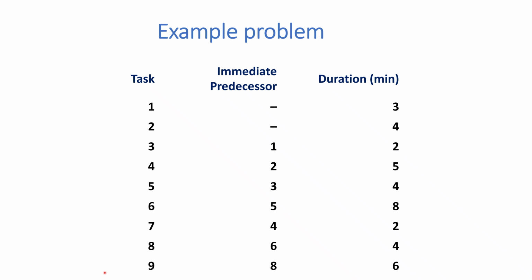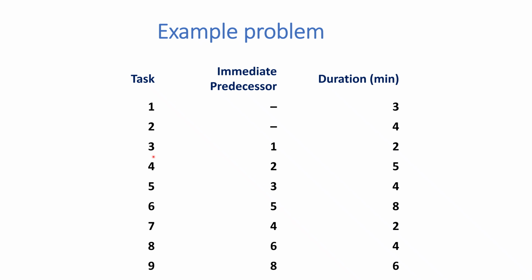Now we will see an example problem for the line balancing heuristic method. So this is the example. Here 9 tasks are there in this production line. Tasks are given in the first column. Their immediate predecessors are shown in the second column. Then the duration of each task is shown in the third column. Duration is in minutes. So 1 and 2 have no predecessor. That means 1 and 2 can be started first, simultaneously or at different times.